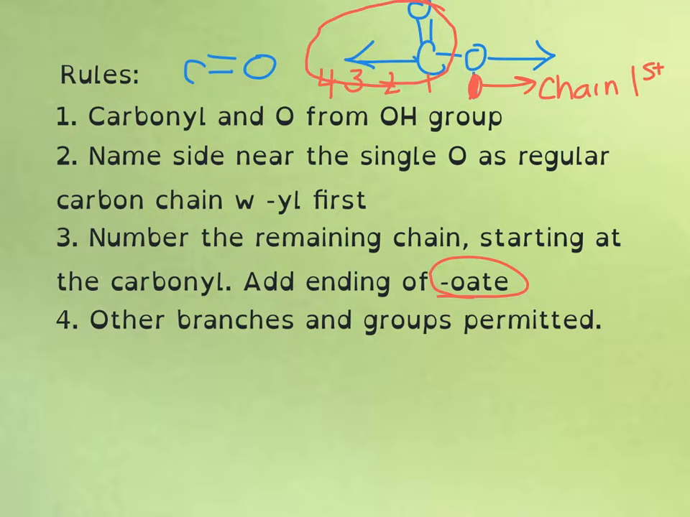I did not mention that the chain portion from the oxygen over has a -yl ending. You can also have other branches and groups and multiple bonds and all kinds of crazy things added in here. But you're going to have two words. You're going to have something-yl and then something-oate.